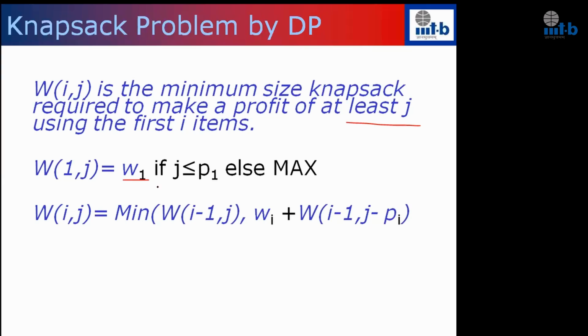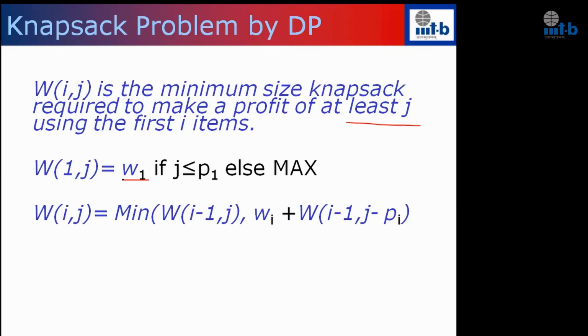So if you give me a knapsack of size W1 and your intention is to make a profit of J, where J is smaller than P1, I will decide to pick that item. Since I have a knapsack of W1, I can make a profit of P1. So if you wanted to make less than P1, then it's always possible.